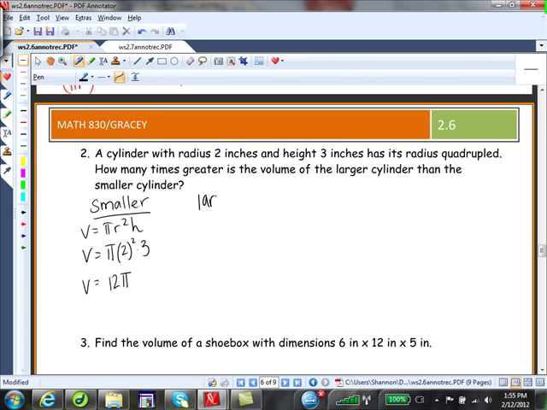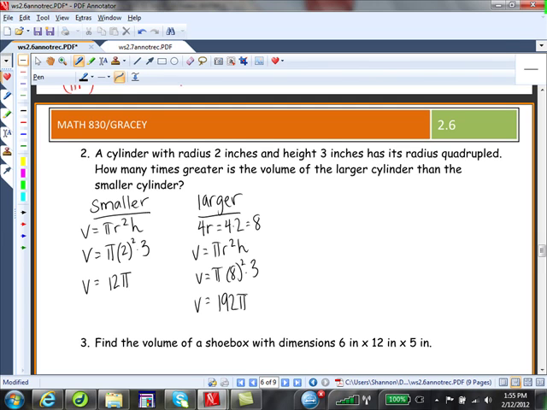Now the larger one: if you quadruple the radius, 4r would be 4 times 2, which is 8. So the volume will now be, again using pi r squared h, pi times 8 squared times 3. You get 64 when you do the 8 squared, and then if you times that by 3, you're going to get 192 pi.